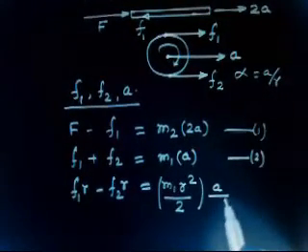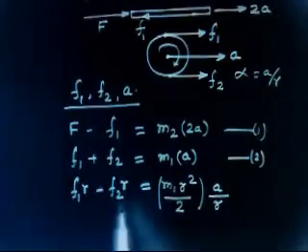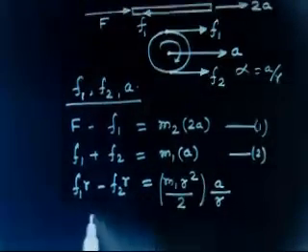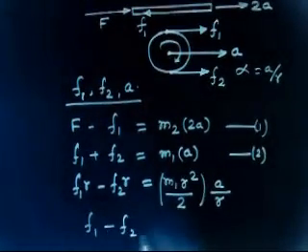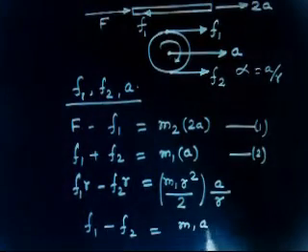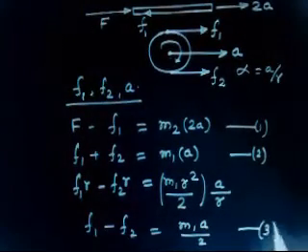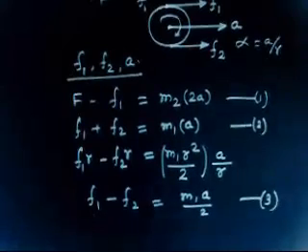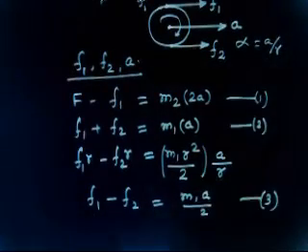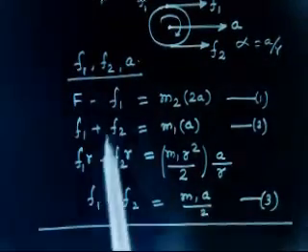So if I plug in alpha as a by r, and cancel r and r, I will have F1 minus F2 is equal to m1 a by 2. So this is my equation number 3. Now things are fairly easy. If I add equation 1 to 3, so it's so easy.